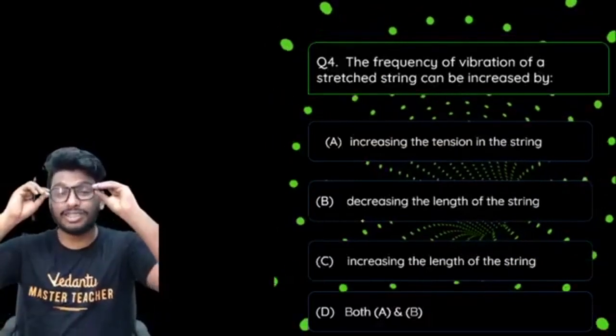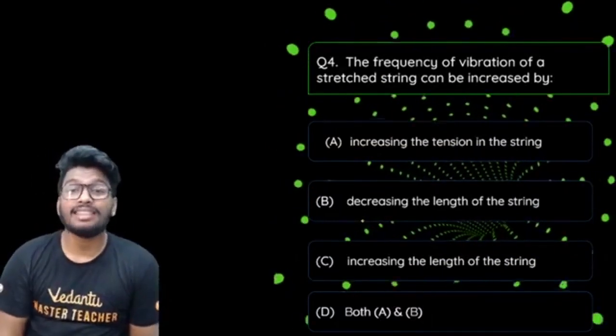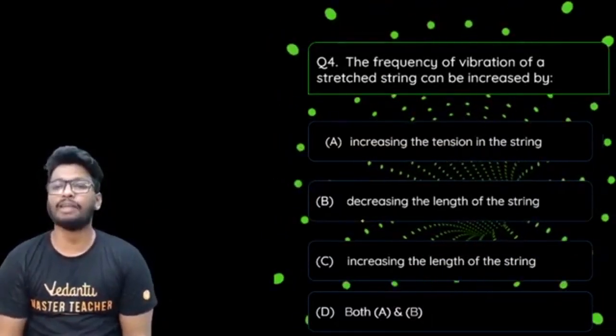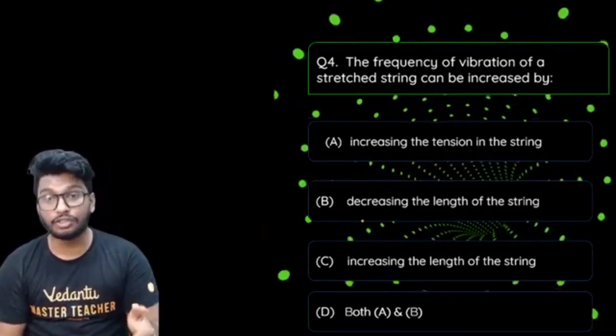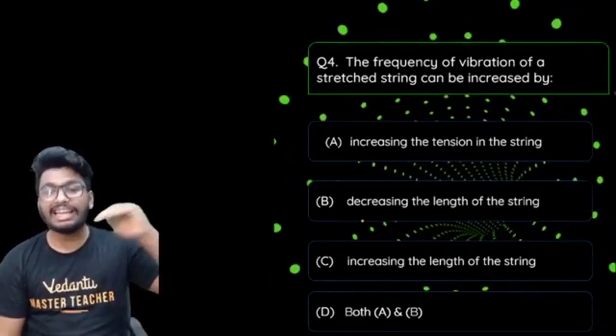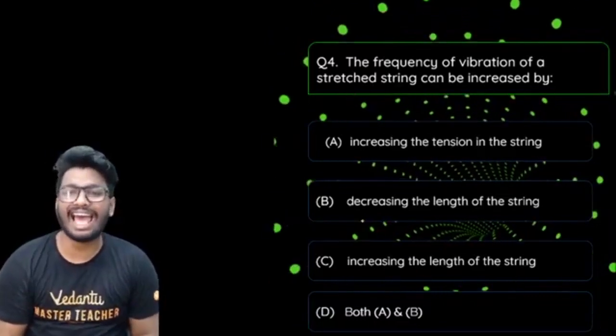Moving on to the fourth one. That is an interesting question. The frequency of vibration of a stretched string can be increased by what? Increasing the tension of the string, decreasing the length of the string, increasing the length of the string, or both A and B?